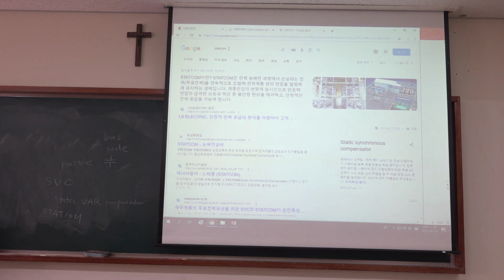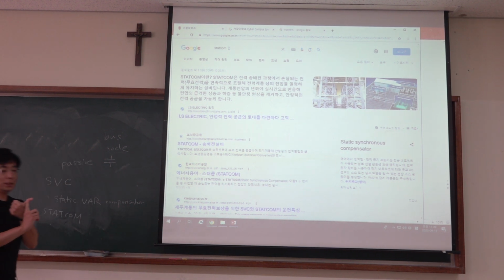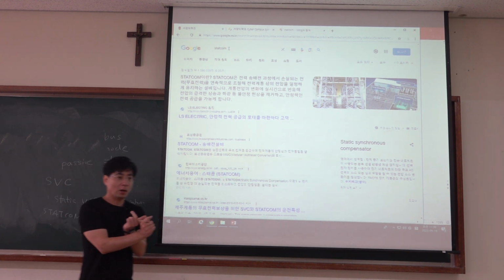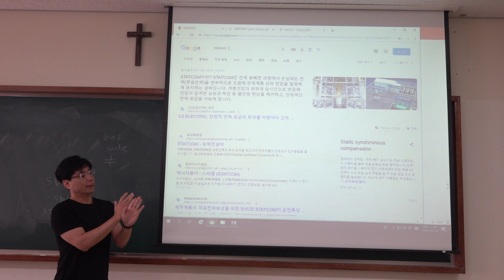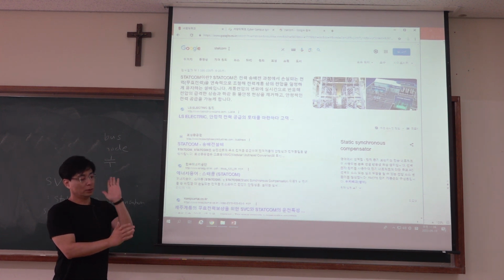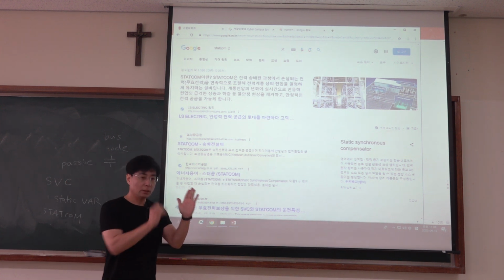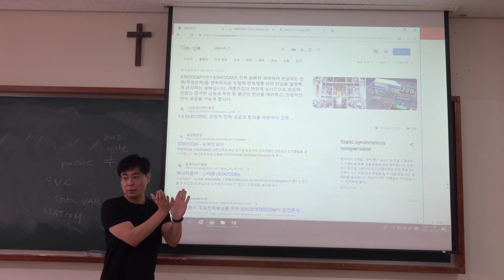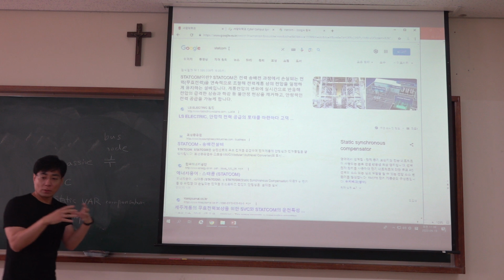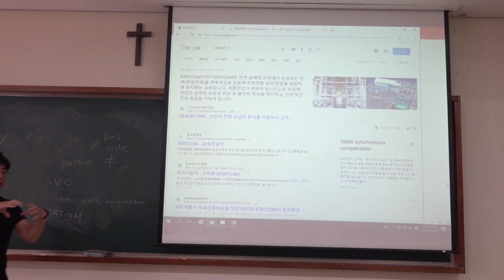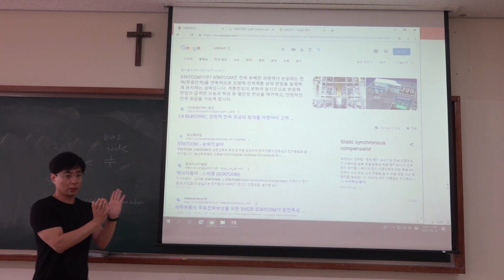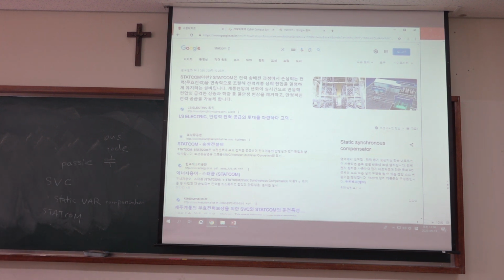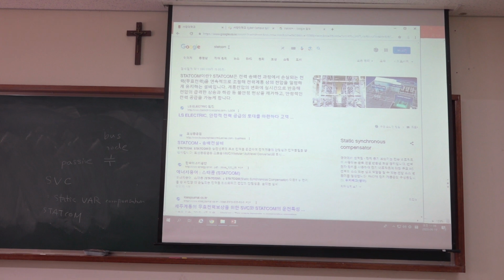And ESS can do that anyway, because ESS can inject active power or reactive power. How can we do that? Just control the angle between voltage and current. This is power factor 1, this is power factor 0. So the ESS, the PCS, power conditioning system, can change the angle between the voltage and current. So ESS can absorb or inject reactive power.